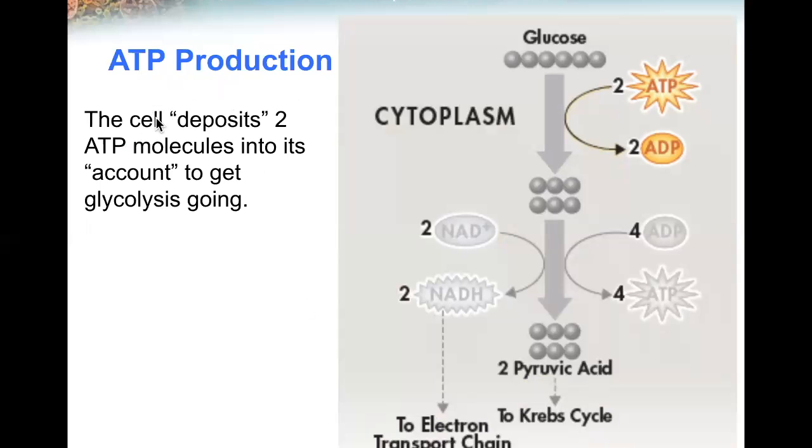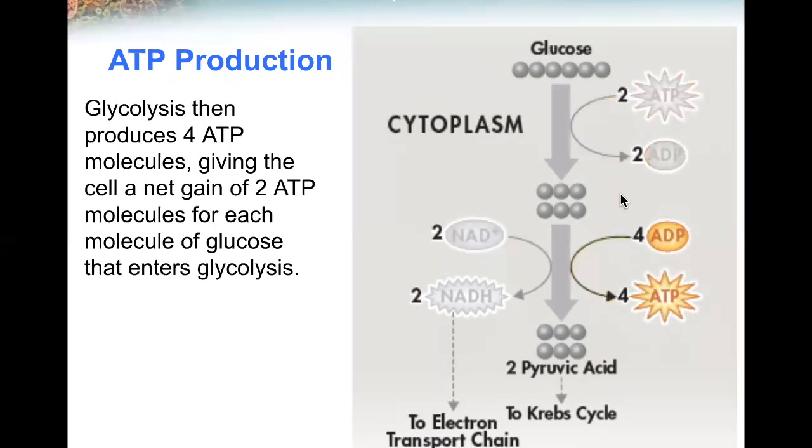For this ATP production, the cell deposits 2 ATP molecules into its account to get glycolysis going. So this is the beginning of glycolysis, to trigger it. And then the pyruvic acid is formed. Glycolysis produces 4 ATP molecules, giving the cell a net gain of 2 ATP molecules for each molecule of glucose that enters glycolysis. Glucose enters glycolysis, and there's a net gain of 2 ATP: 2 loss, but then 4 gain.